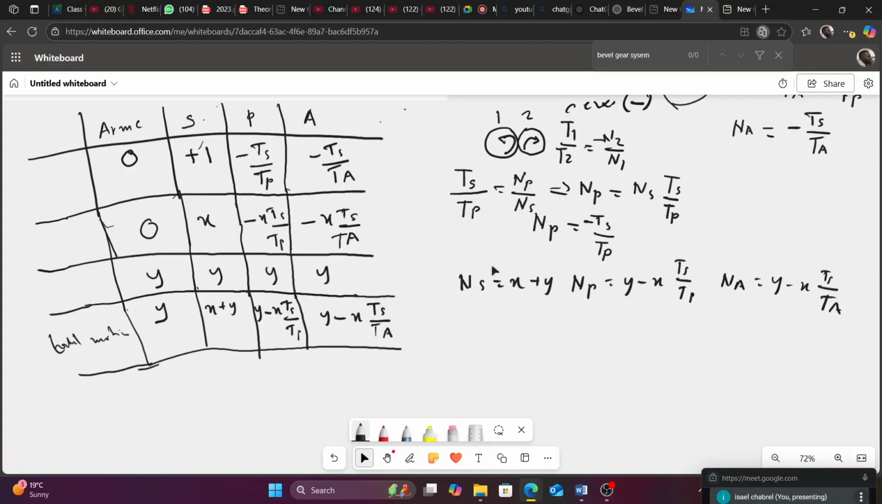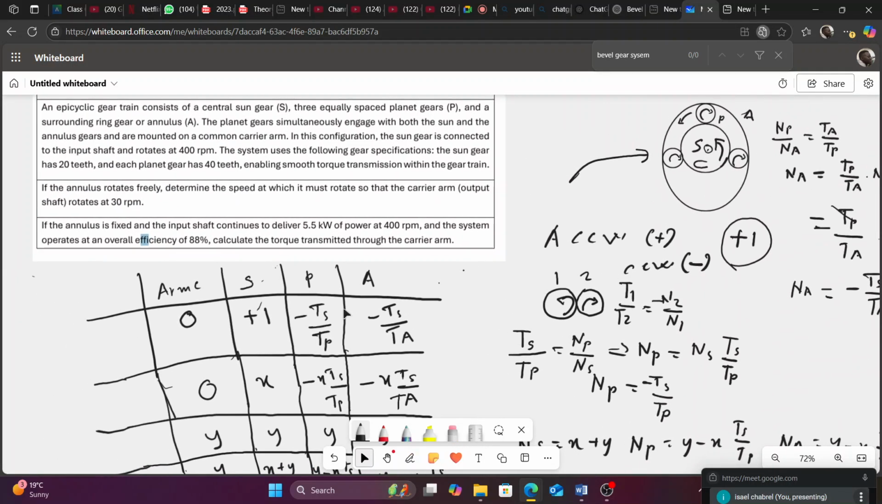Now, okay, what is the question asking here? After you do your table, this is where you start solving. The question is saying, if the annulus rotates freely, determine the speed at which it must rotate so that the carrier arm output is that. What is the carrier arm? The carrier arm is C here, the one that we call the fixed point. Now, they say the carrier arm output is 30 RPM.